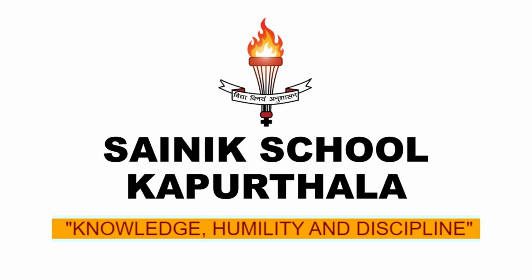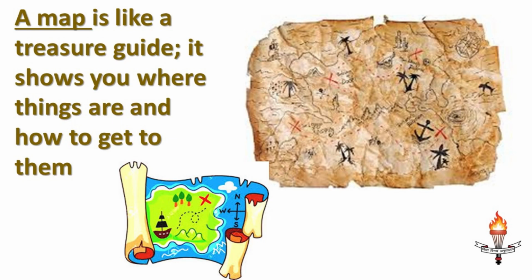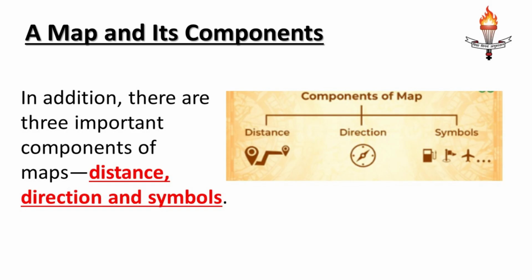Welcome to today's lesson on locating places on the earth. Maps are like treasure guides. They help us find where things are and how to reach them. A map is more than just a drawing. It has three important components: distance, direction, and symbols. Together, they make maps easy to read and understand.